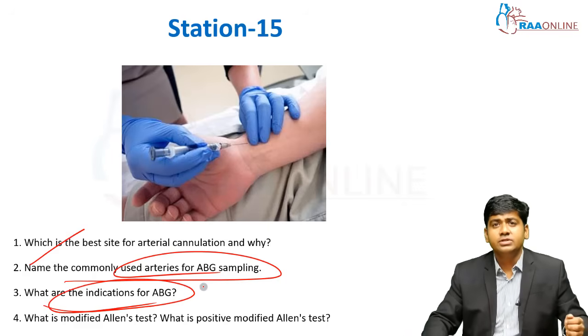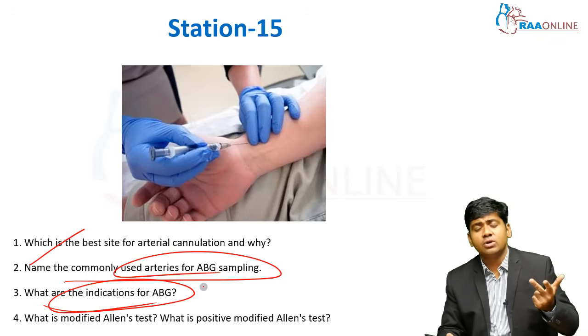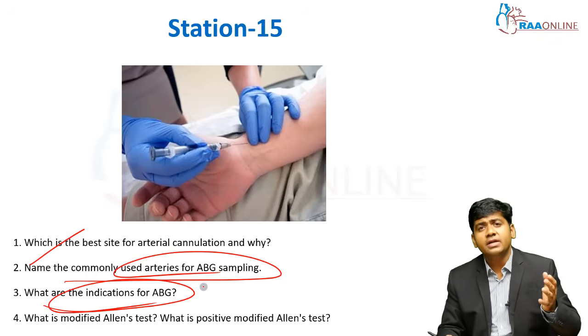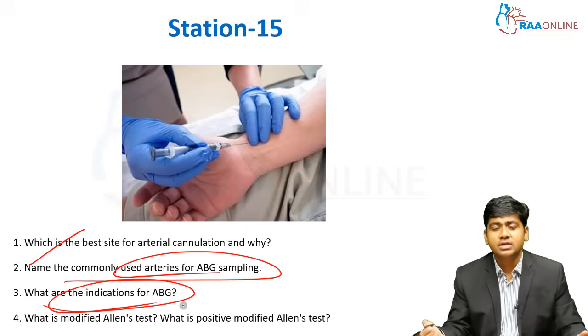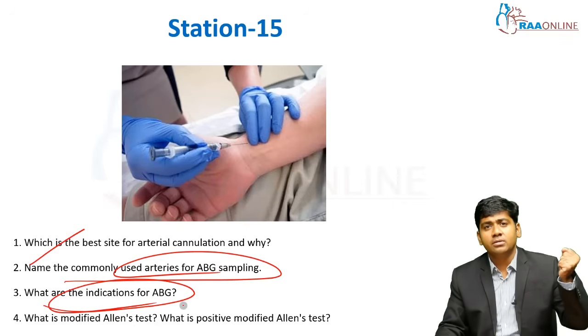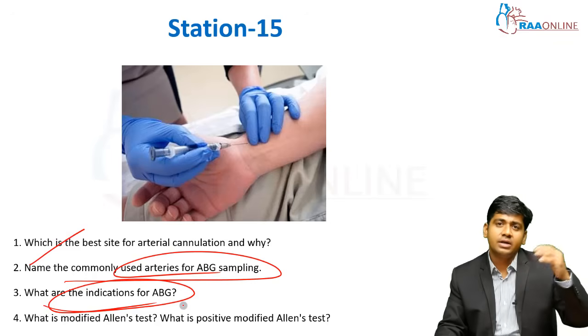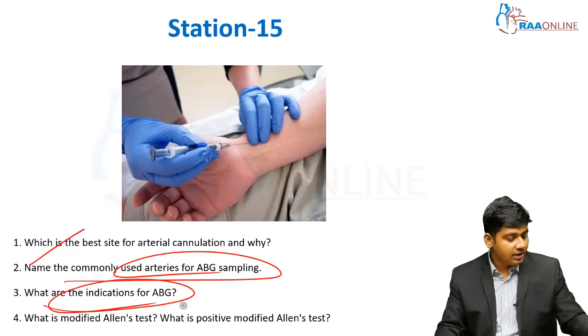What are the indications of ABG? Cardiac surgeries, neurosurgeries, thoracic surgeries, any case of ARDS, ECMO, everything are indications of ABG. What is the modified Allen's test we have discussed? Cleanse the hand, occlude both the ulnar and radial arteries, then release the ulnar artery after some time, you can re-establish the circulation. So, the ulnar artery is patent.